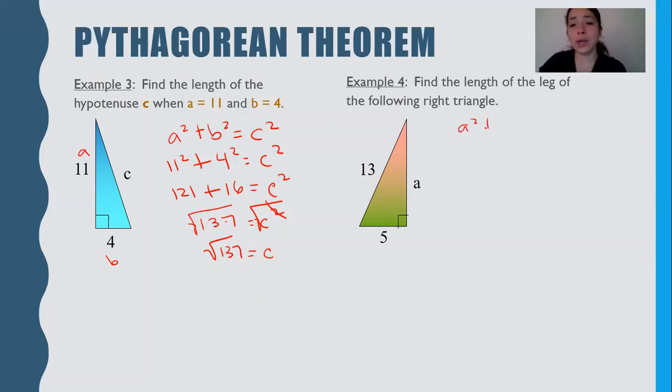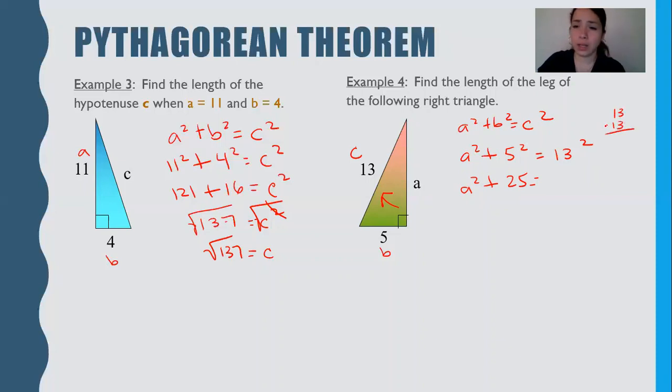Again, A squared plus B squared equals C squared. So we look for what's our A, we don't know it. We know that our B is this, and this is our C because, again, that's the hypotenuse. So our B is 5 squared, and then we know that C squared is 13 squared. So A squared plus 5 squared, that's 25. And then 13 squared.